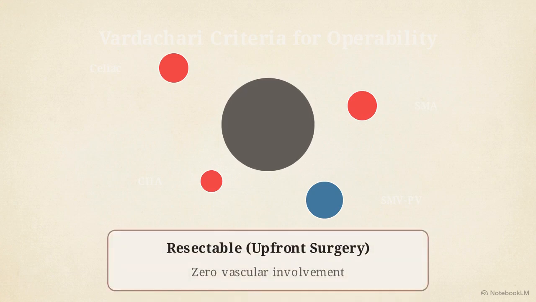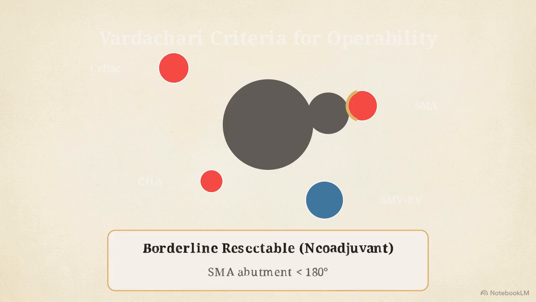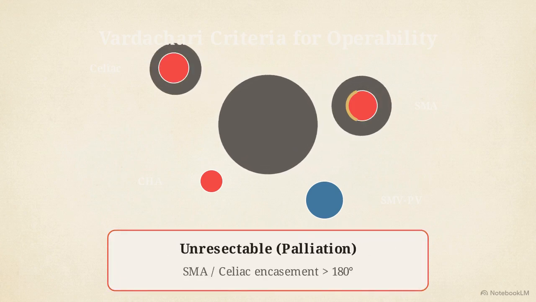Resectable disease has zero vascular involvement, mandating upfront surgery. Borderline resectable involves limited contact, like SMA abutment under 180 degrees. Unresectable disease is defined by encasement over 180 degrees, requiring strictly palliative management.